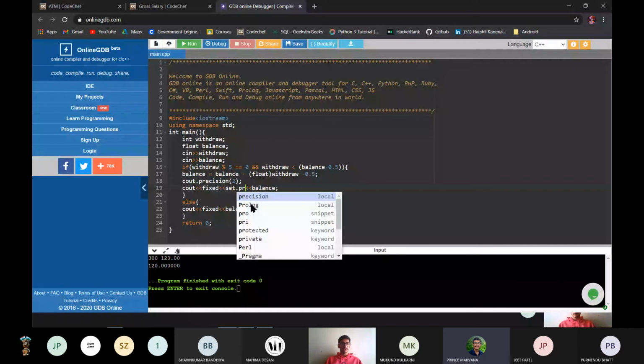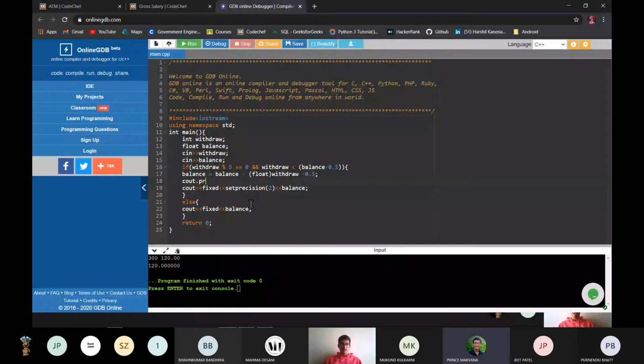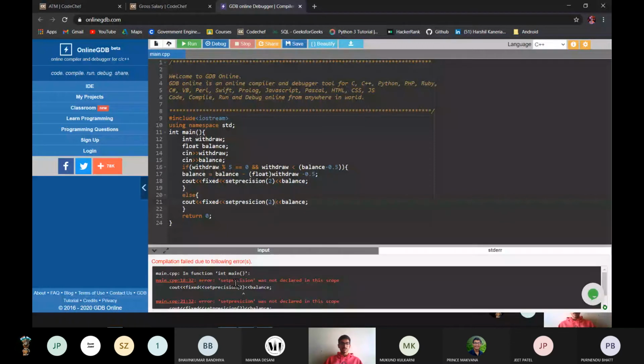Using Code::Blocks, this pattern is also running. Let me erase this. Yes, okay. Set precision of 2. Okay, let us run this. No, set precision is not allowing us to do it. Okay, okay. Why is it not? It is right.